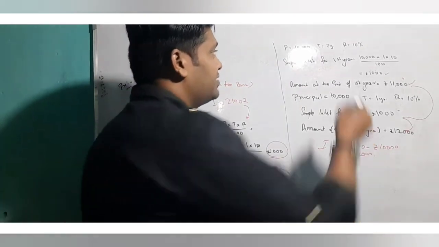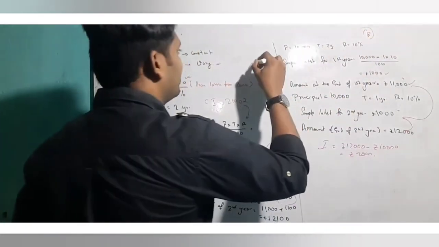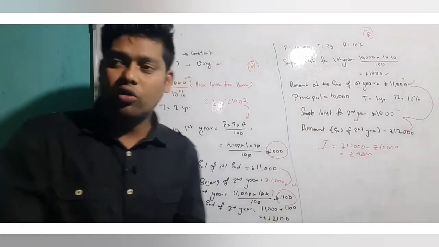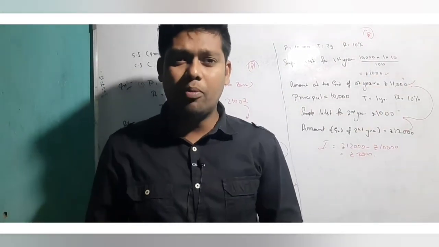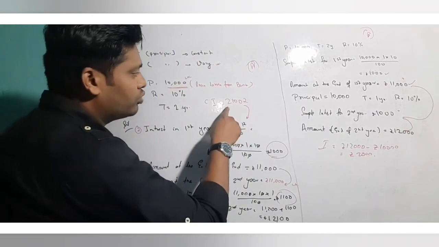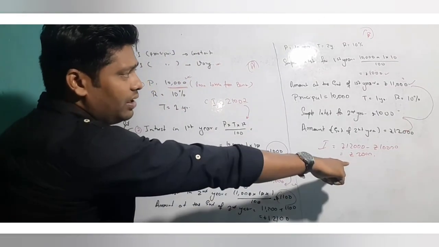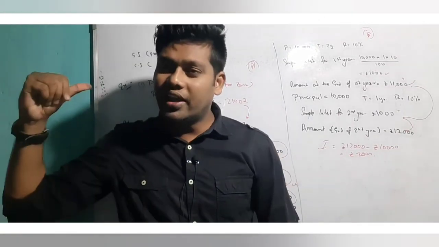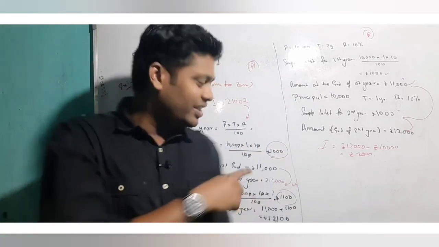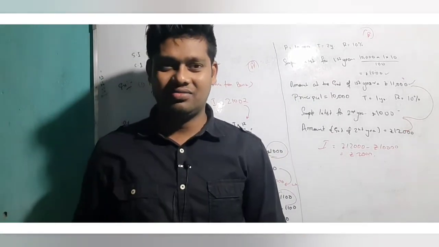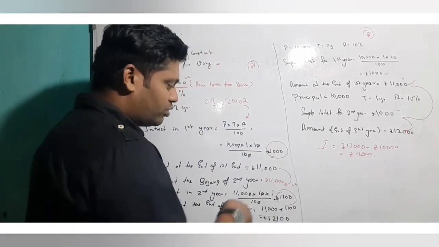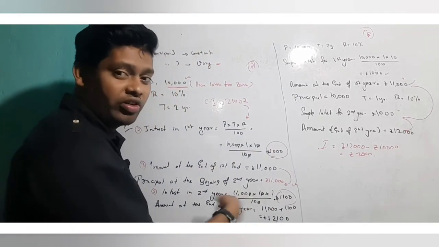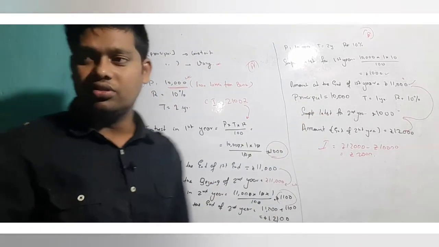So here Mr. B is there, and here Mr. A is there. Mr. A has taken a loan from some bank and Mr. B has also taken a loan. They are asking who is going to pay more interest. Mr. A will pay 2,100, whereas Mr. B will pay only 2,000. So Mr. A is going to pay more interest because this is interest over interest. Because here we are taking 11,000 for the calculation, but here we are taking only 10,000.